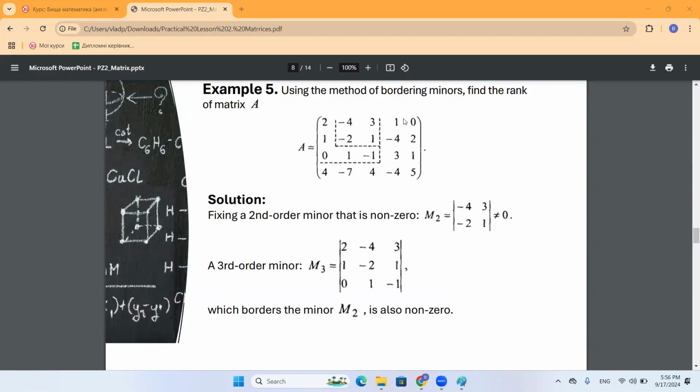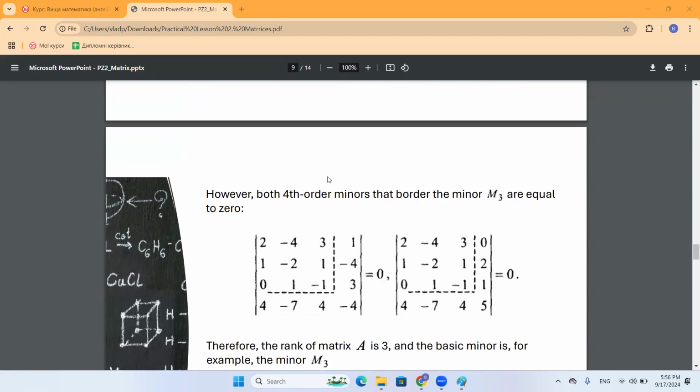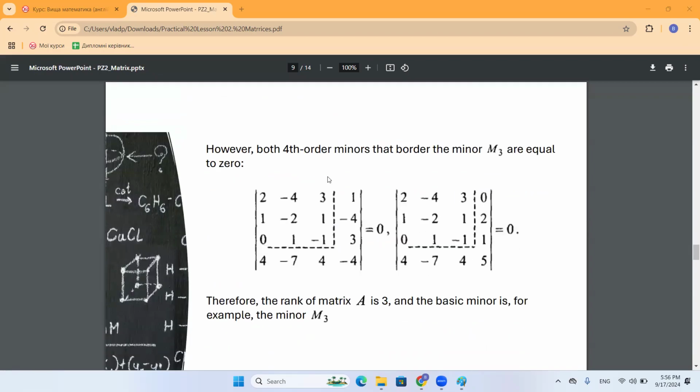Anyway, the matrix has four rows and 5 columns. The rank cannot be greater than 4. So the rank can be equal to or less than the least dimension. So for this matrix, the rank is 3.